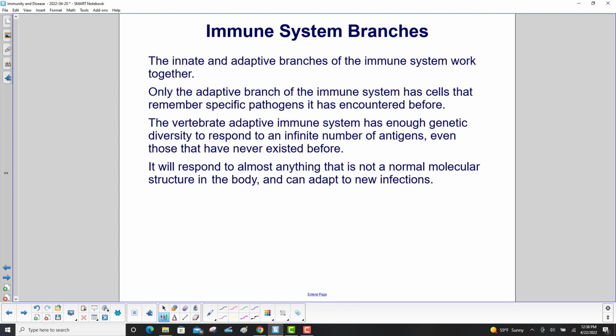The innate and adaptive branches of the immune system work together. Only the adaptive branch of the immune system has cells that remember specific pathogens that they've encountered before. The vertebrate adaptive immune system has enough genetic diversity to respond to an infinite number of antigens, even those that have never existed before. It will respond to almost anything that is not a normal molecular structure in the body, and, key phrase here, it can adapt to new infections.